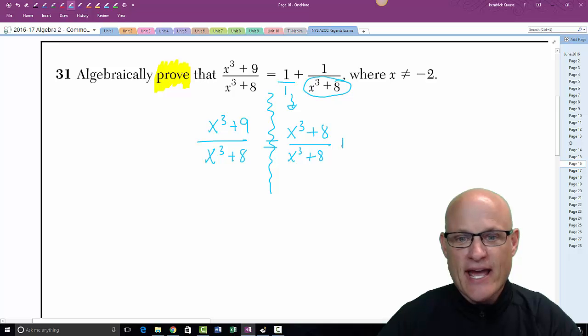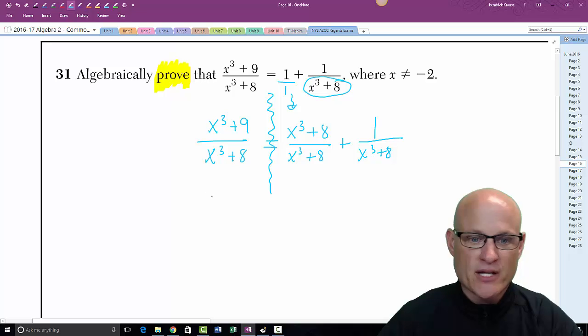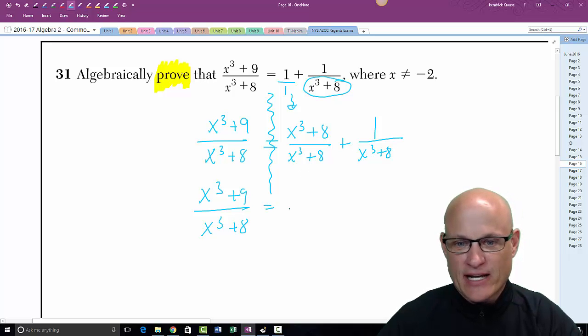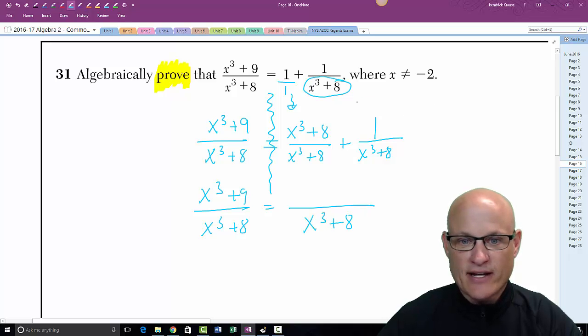So to that, I'm going to add 1 over x cubed plus 8. Now, don't change the left side. Left side is still what it is. But the right side, now that I have a common denominator, I can add them up, x cubed plus 8. And if I add these up, I get x cubed plus 9.